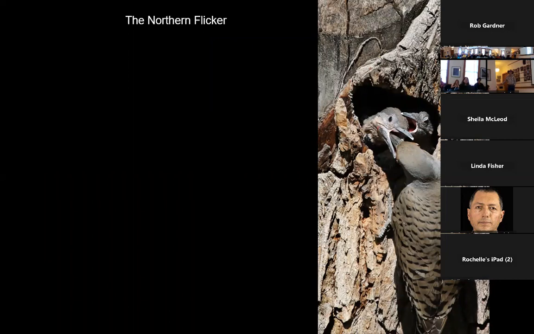They're primarily an ant-eating bird. They live in cavities that they created just inside or along the forest edge. They'll fly out there and pick the ants and then take them back to feed their young. Next.